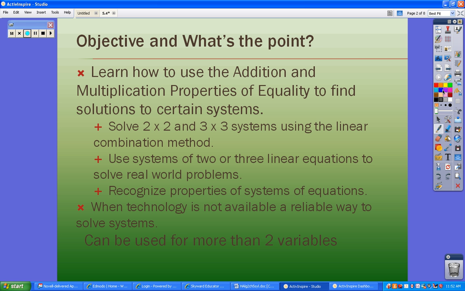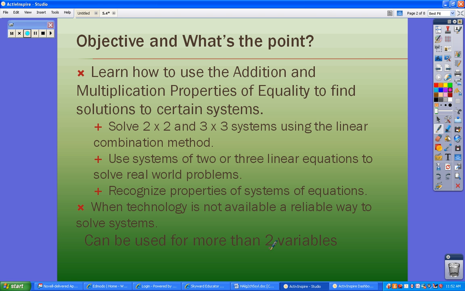I'm going to change my ink color, maybe to pink. You're going to learn how to use the addition and multiplication properties of equality to find solutions to certain systems. Basically, I'm going to teach you the method of elimination today. This should be a review, actually. This is another reliable way to solve systems if you don't have a grapher with you. And the thing that is nice about this is you can use it for more than 2 variables.